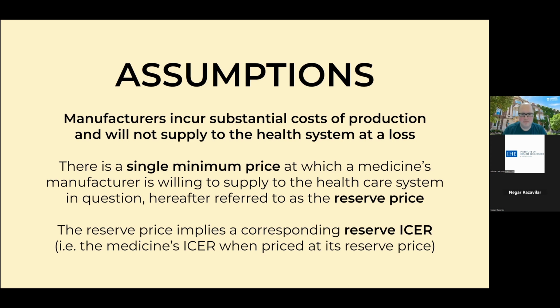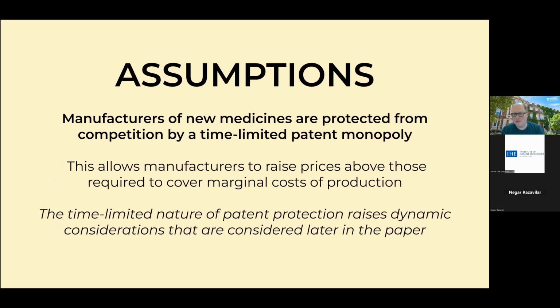And then the last page of assumptions for now: manufacturers of new medicines are protected from competition by a time-limited patent monopoly. And the reason this is important is that it allows manufacturers to raise prices above those required to cover marginal costs of production. So this is not a perfectly competitive market where prices would go to an equilibrium at marginal cost of production. That's not the case here. However, that patent protection is time limited. And the time-limited nature of the patent protection raises dynamic considerations that are considered later in the paper.